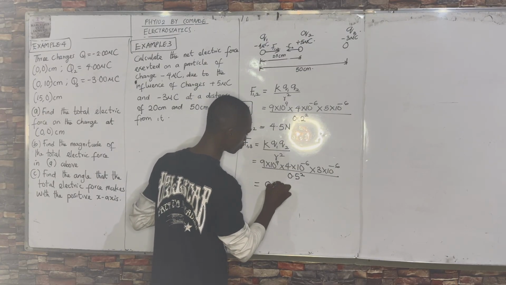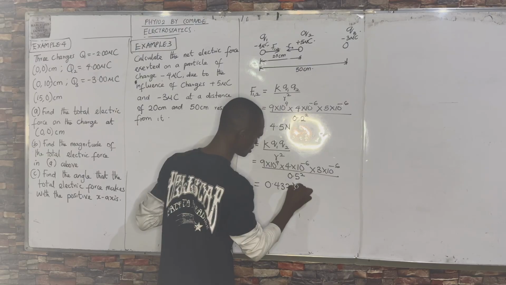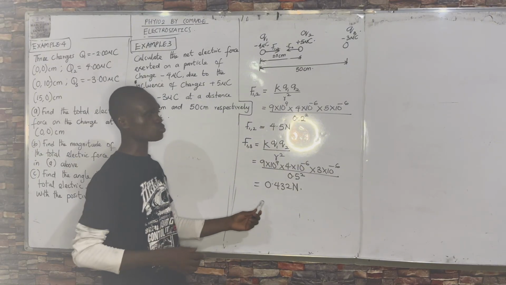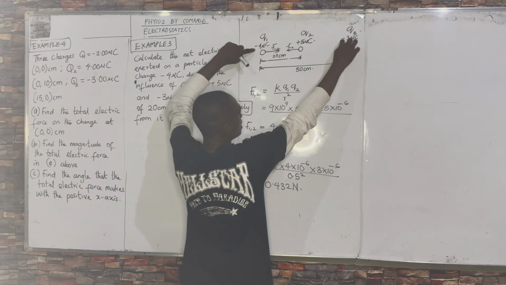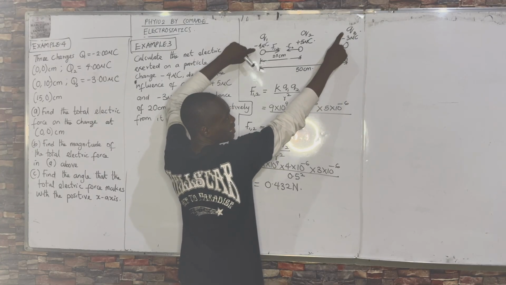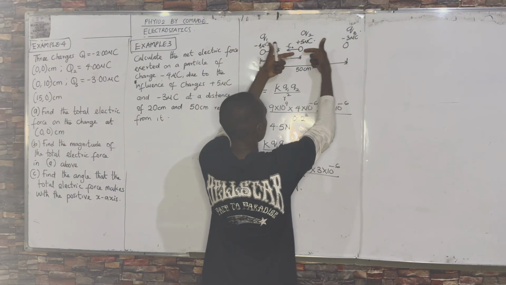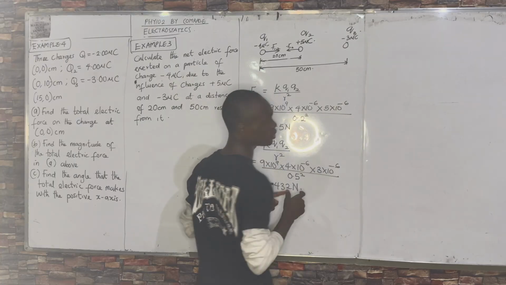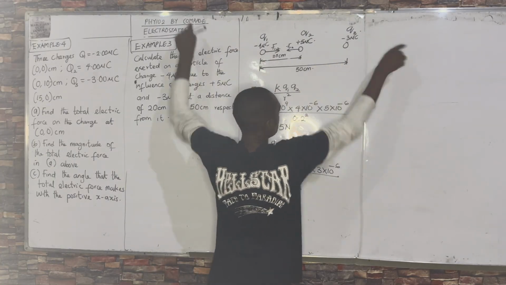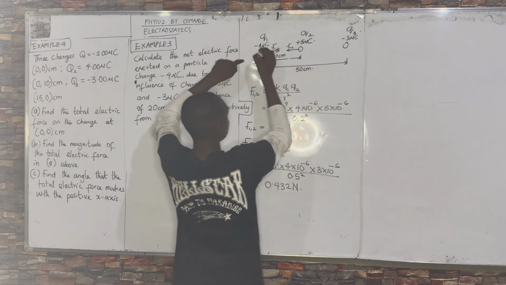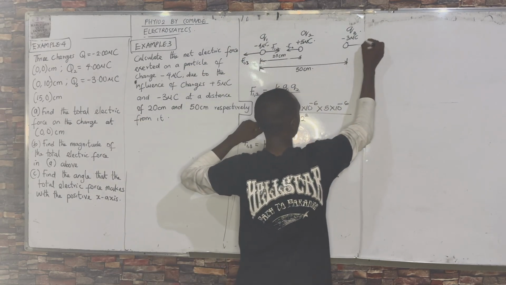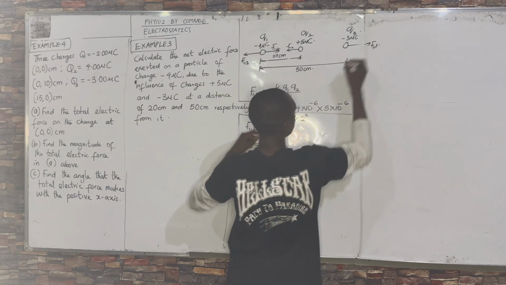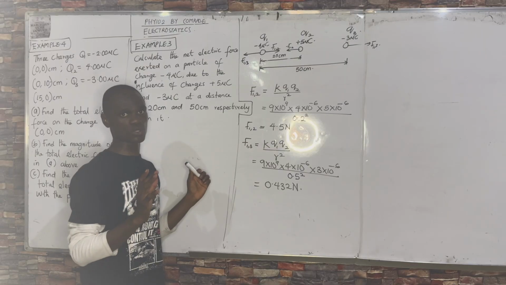So if you do that, we should be having something like this, the magnitude. Now let's get the direction. Watch. Minus and minus, so they are like charges. So will they attract each other or will they repel each other? Definitely they will repel. So if it is repulsion, I should have something like this. F13, that's a repulsive force.